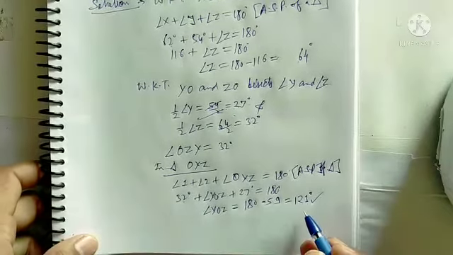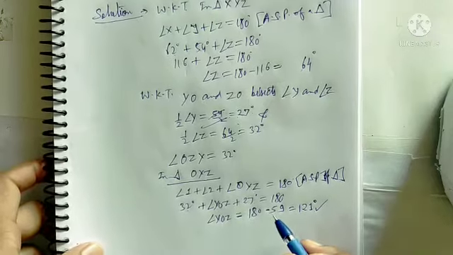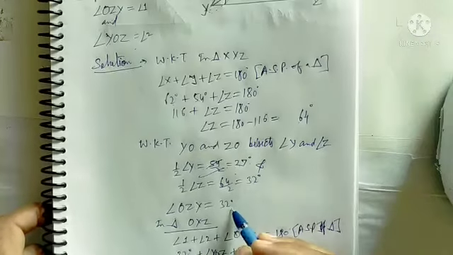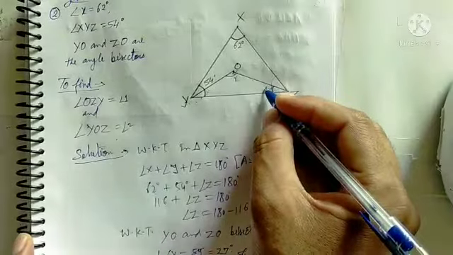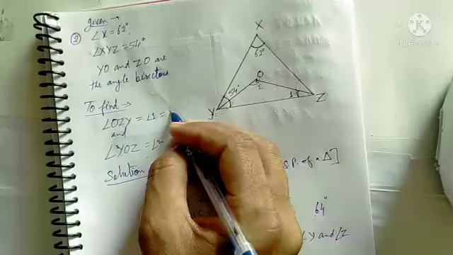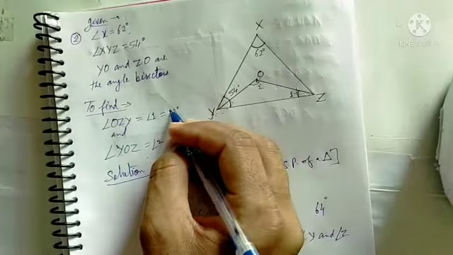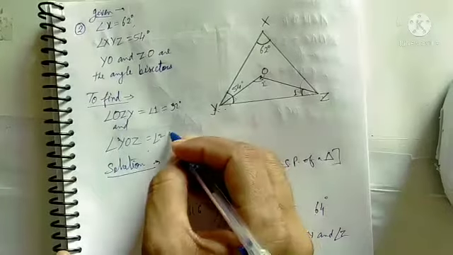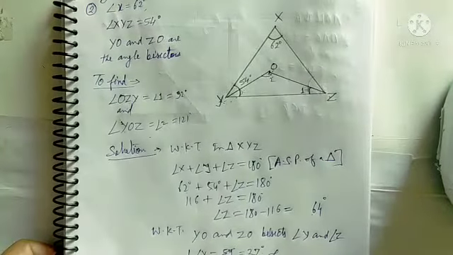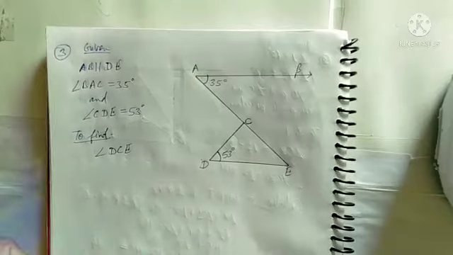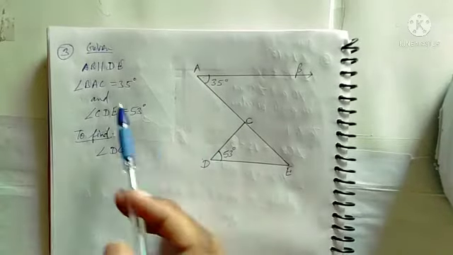This is YOZ, and that angle first we got 32 degree. So this angle we got 32 degree, right here 32 degree we got, and this is 121 degree. So we got this easily. Question number 3 is very easy.